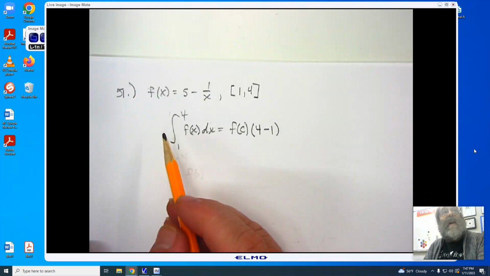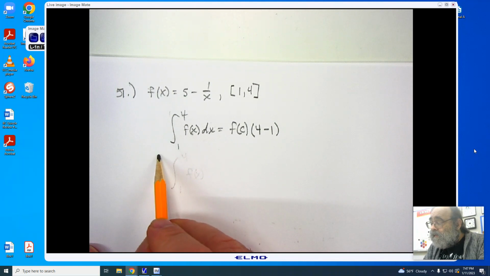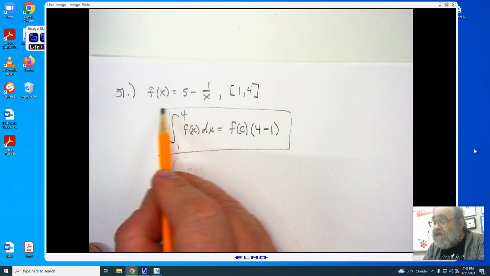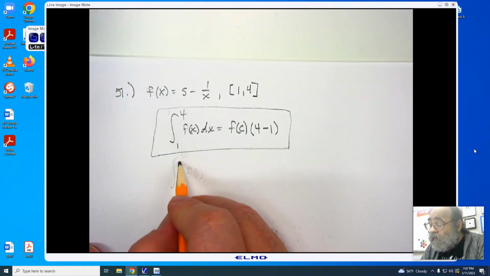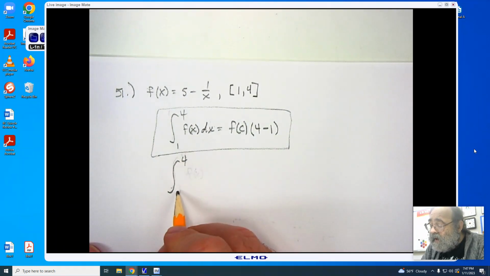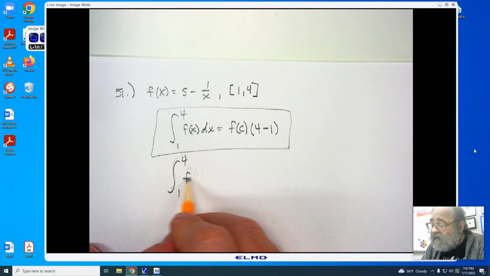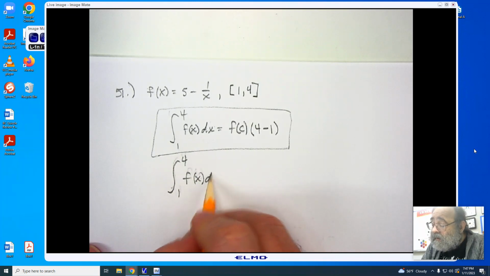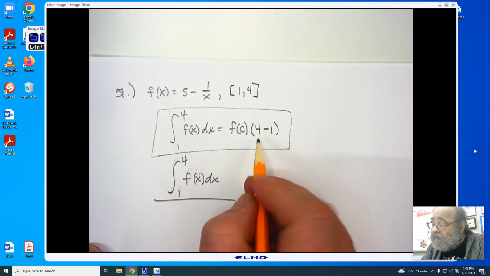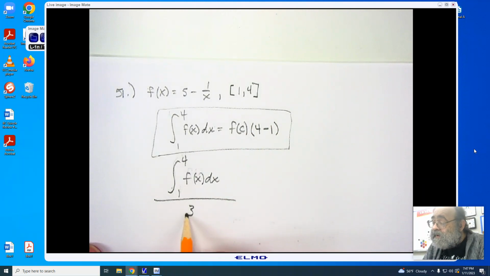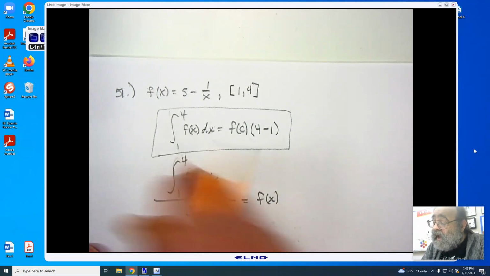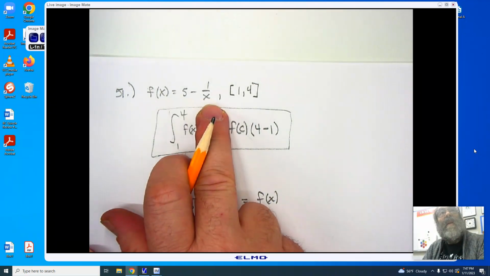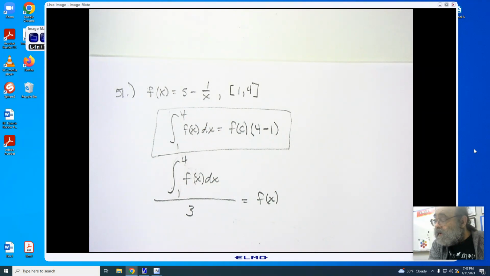Right here, you'll notice that I've written down the mean value theorem for integrals, putting it into its form. What we want to do is take the integral from 1 to 4 of f of x dx, and divide it by this piece here. In this case, we're going to divide by 3, and we want it to equal our f of x. The f of x is given right here. We're going to use the calculator to do this.